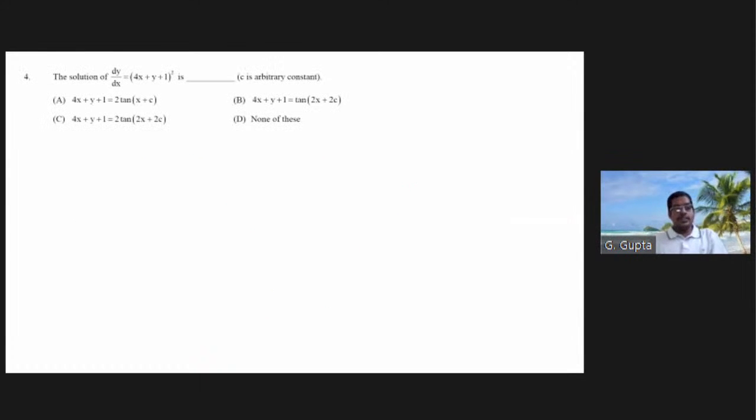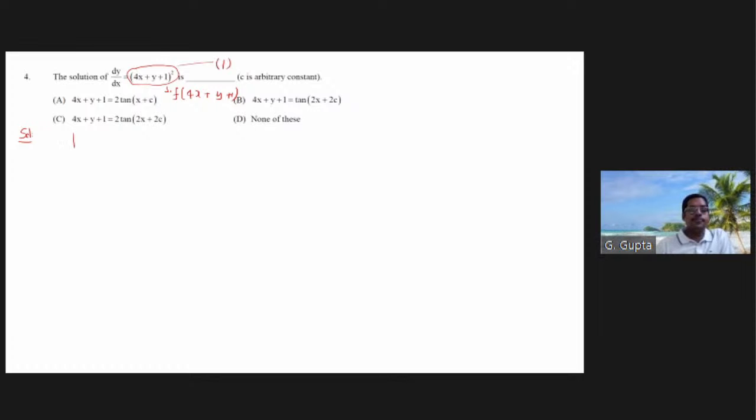Now the last example. The solution of dy by dx is equal to (4x plus y plus 1) whole square is, c is arbitrary constant. Four options A, B, C, D given. So this looks like a function of 4x plus y plus 1 on the right side, which is not variable separable, but can be reducible to variable separable form. Let us say this is equation 1.